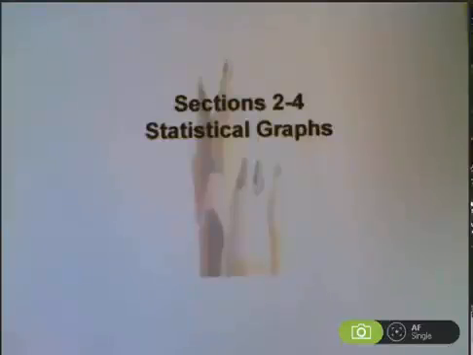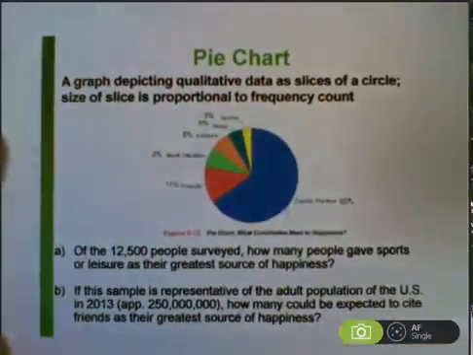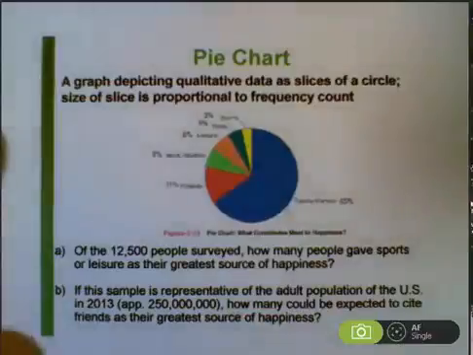In section 2.4, we'll talk about using statistical graphs to organize and present data. We can see how data is divided among different categories, or we can see how data changes over time. The statistical graph you're probably most familiar with is a pie chart. It gives a good visual image of what portion of the population falls into each category.